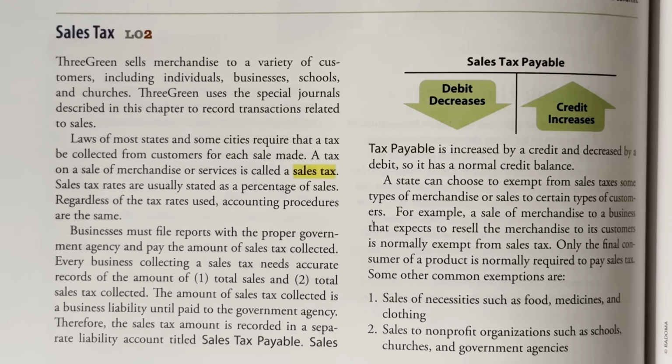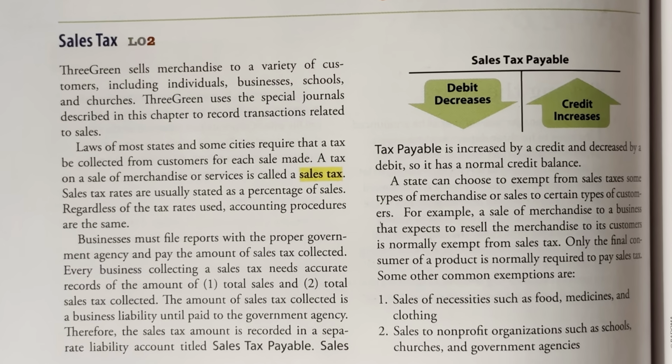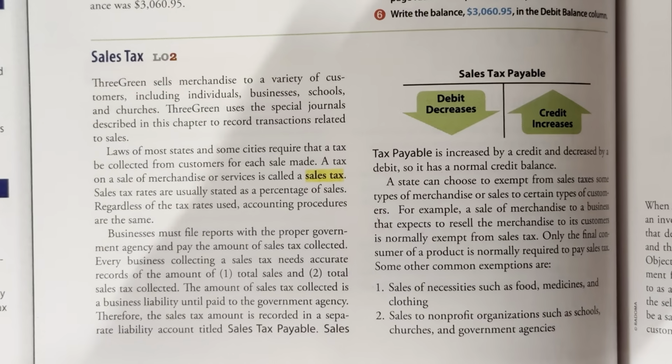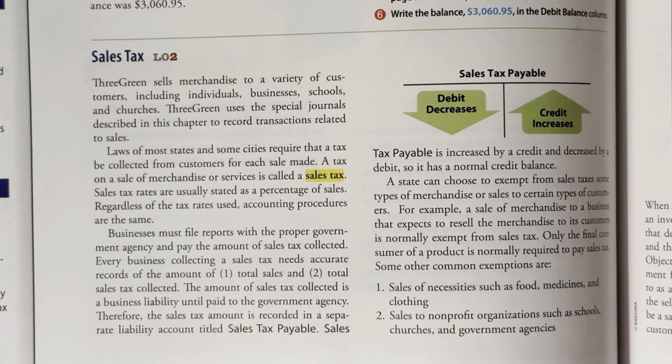Next section talks about sales tax. If you know, Pennsylvania has a 6% sales tax. Sales tax is a tax on a sale of merchandise or service. Many states require it. Maybe some towns require the sales tax. It's kind of just a way for the government to make some type of money.